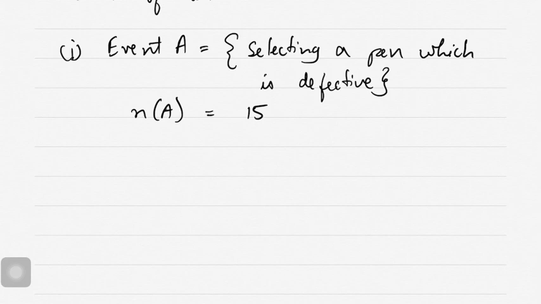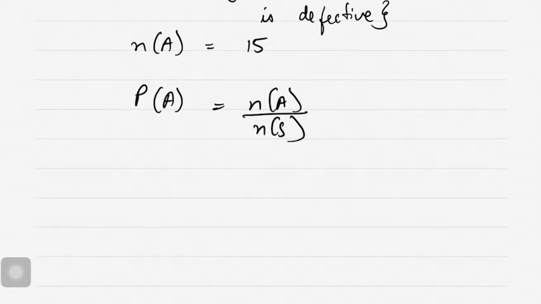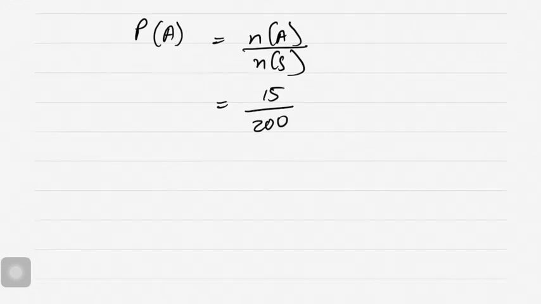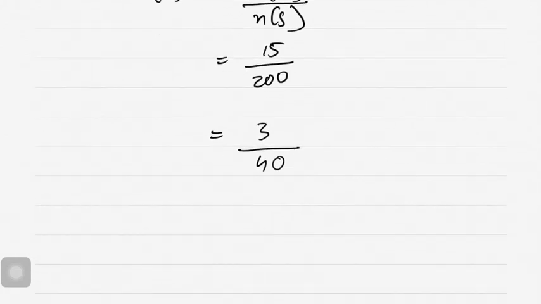So my N of A will be 15. P of A is N of A upon sample space N of S, which is 15 upon 200. I can simplify this and write 3 by 40.